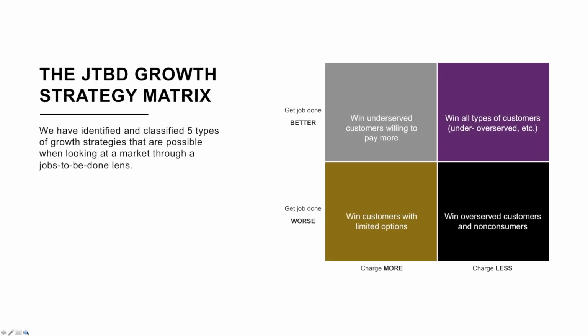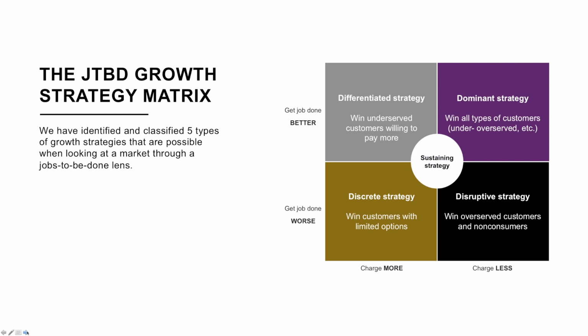So let's give these strategies or these different options names. We're calling the upper left a differentiated strategy. This is where you're going to win underserved customers who are willing to pay more to get the job done better. The dominant strategy will win all types of customers. The disruptive strategy is where we'll win overserved customers and non-consumers. And the discrete strategy is where we'll win customers with limited options. In the middle, we'll see what we call the sustaining strategy. This is not getting the job done any significantly better or more cheaply, so you're kind of stuck in the middle.